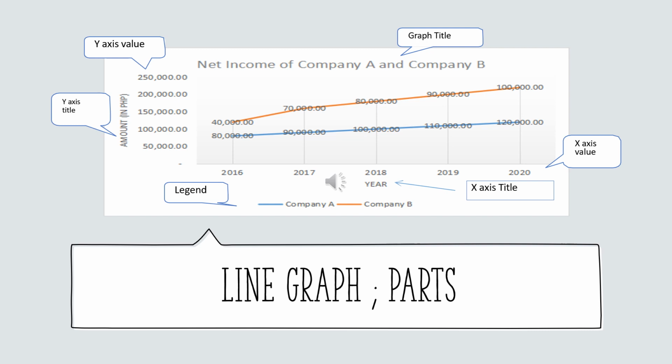Line. Finally, the lines on the graph visually represent the data points. They display the relationship between the variables being measured and allow for easy identification of trends and patterns.